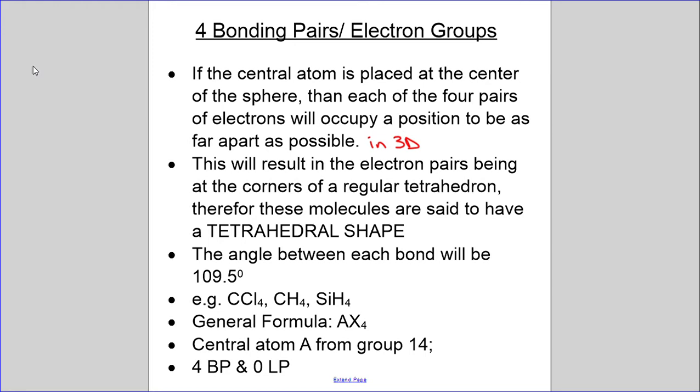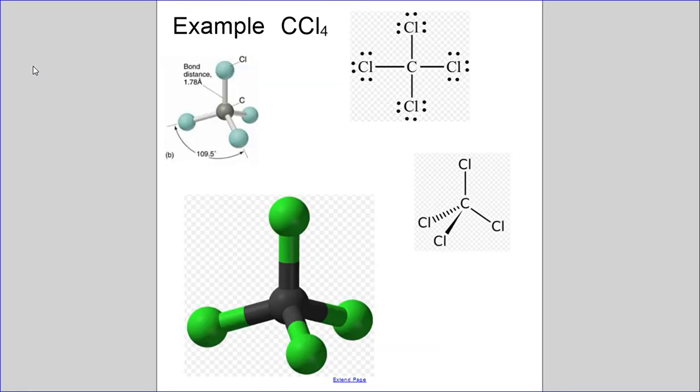Examples for this are like calcium chloride or methane or silicon hydride, whereas our general formula is AX4, A being our central atom from group 14. So in this case, they have 4 bonded pairs and they have no lone pairs. So if you take a second and you build this, then it'll make a lot of sense when you see the pictures and kind of how they look.